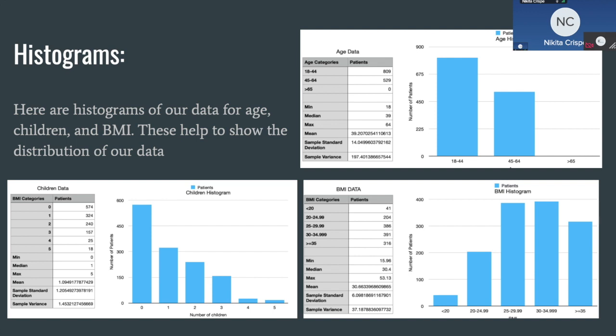So for our histograms that we made, these are histograms of our data for age, children, and BMI. These help us to get a better idea of where our data is skewed and where the majority of our patients and our data lie within these categories.